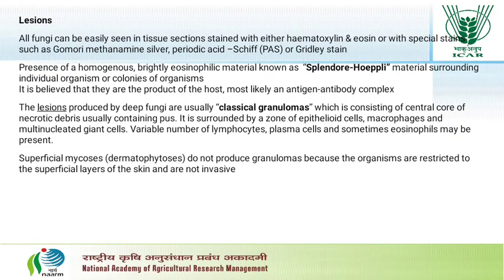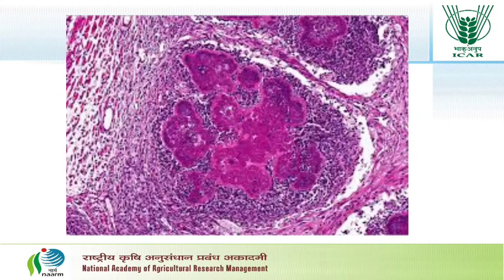These lesions are called classical granulomas, which consist of a central core of necrotic debris, usually containing pus. It is surrounded by a zone of epithelioid cells, macrophages, and multinucleated giant cells. A variable number of lymphocytes, plasma cells, and sometimes eosinophils may be present. Superficial mycosis does not produce granulomas, only restricted infection to the skin or superficial layers.